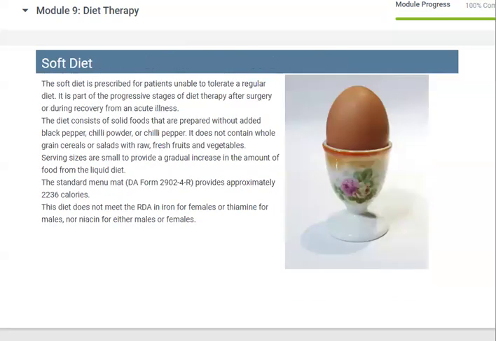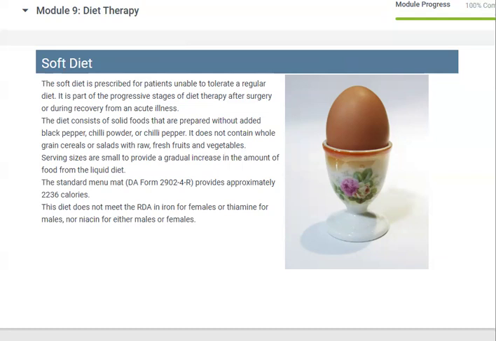Soft diet. The soft diet is prescribed for patients unable to tolerate a regular diet. It is part of the progressive stages of diet therapy after surgery or during recovery from an acute illness. The diet consists of solid foods that are prepared without added black pepper, chili powder, or chili pepper. It does not contain whole grain cereals or salads with raw, fresh fruits and vegetables. Serving sizes are small to provide a gradual increase in the amount of food from the liquid diet.